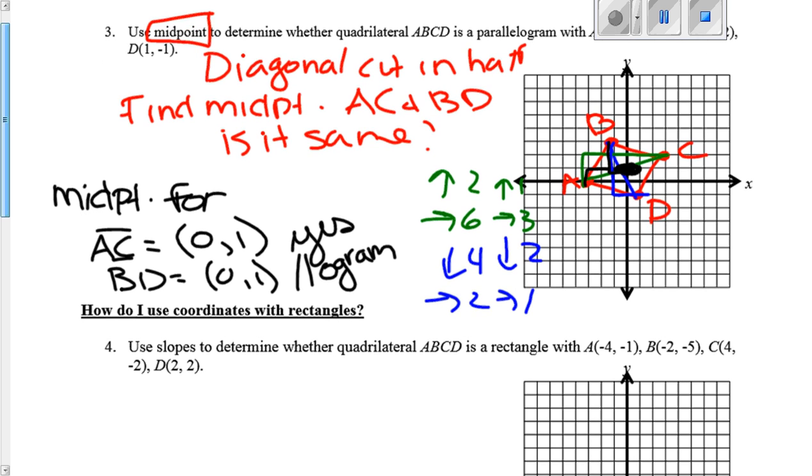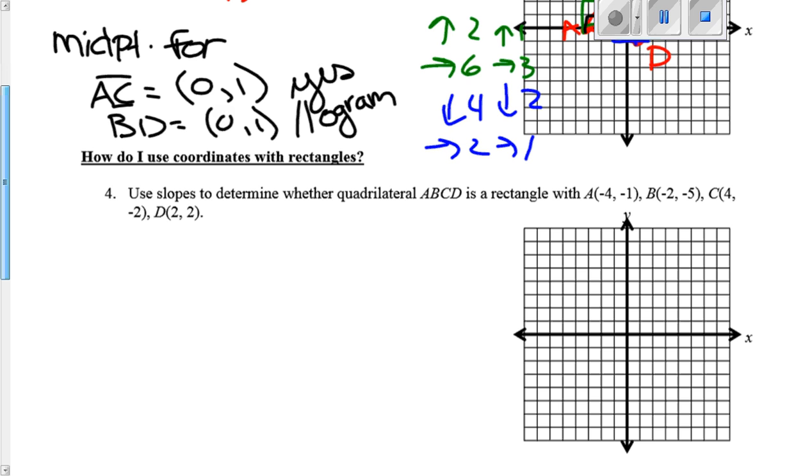Okay, so now we're going to specifically use coordinate planes to prove things are rectangles. So all the properties of the parallelogram and rectangles are the same, plus 2 additional ones. Remember, we can show diagonals being congruent. We can also show right angles. So this first one says use slope to determine whether it's a rectangle.